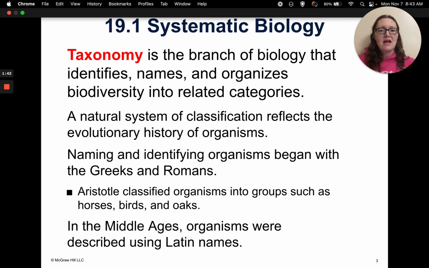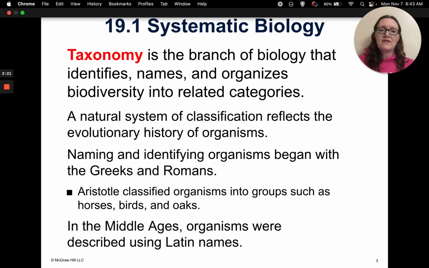So the naming and identifying of organisms began with the Greeks and the Romans, and all organisms have a Latin name because Latin names don't change. At least that was the idea: by using Latin words, an ancient language that doesn't change very often, the naming structure wouldn't change over time. Aristotle classified organisms into groups such as horses, birds, and oaks, so kind of the bigger classification. In the Middle Ages, organisms were described using Latin names, and that's what's stuck around, and these Latin names are still used today.